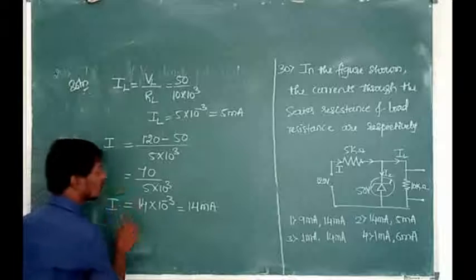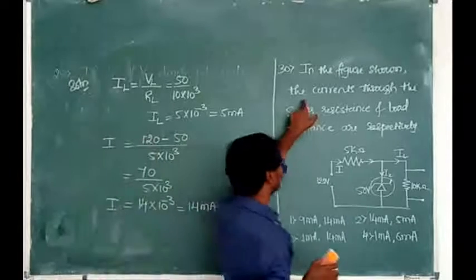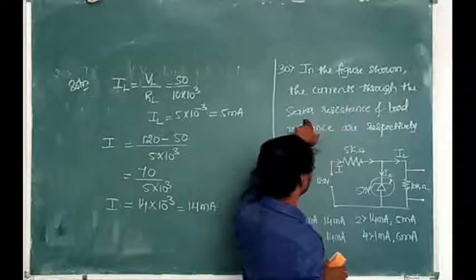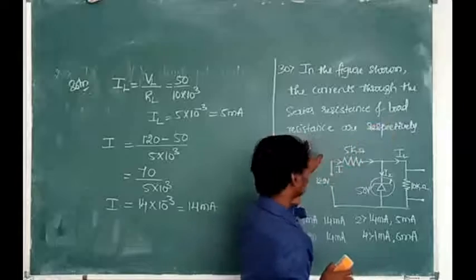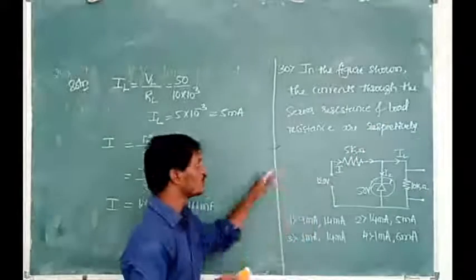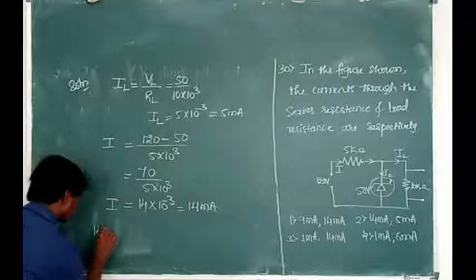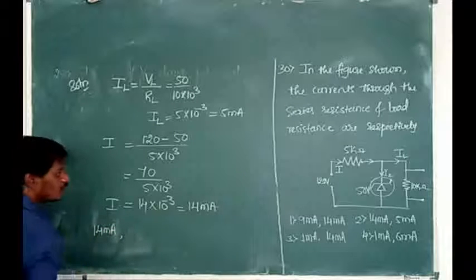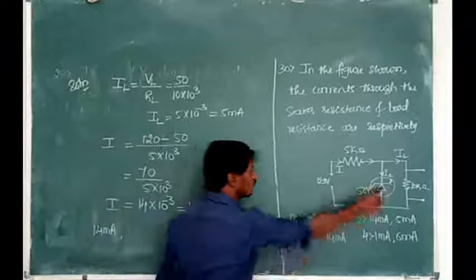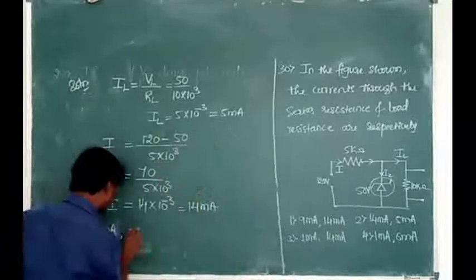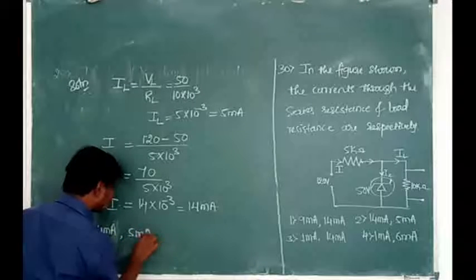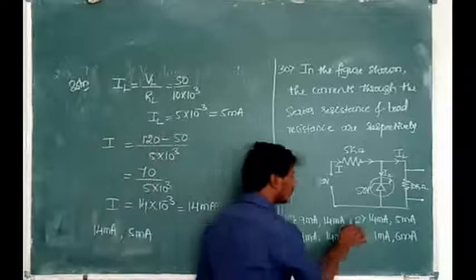But what is the question asked here? We have to find the currents through the series resistance and the load resistance respectively. What is the current through the series resistance? That is 14 milliampere. And what is the current through the load resistance here? That is 5 milliampere. We got 5 milliampere. Then which is the right option? So the right option is the second one.